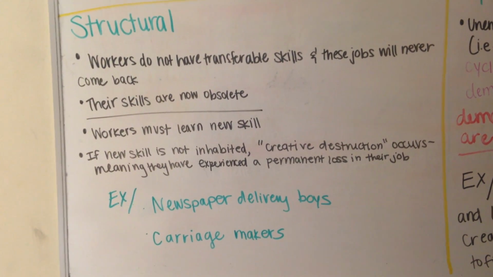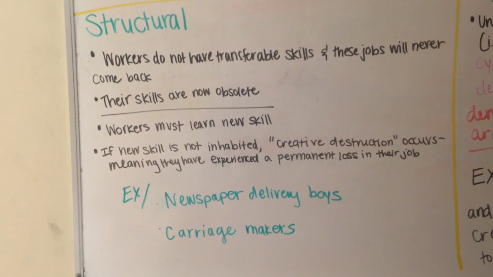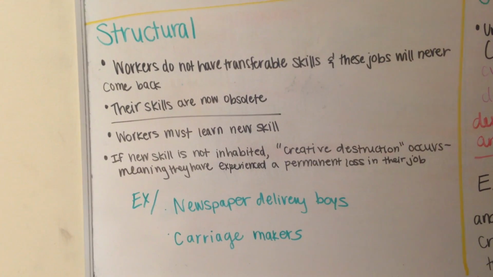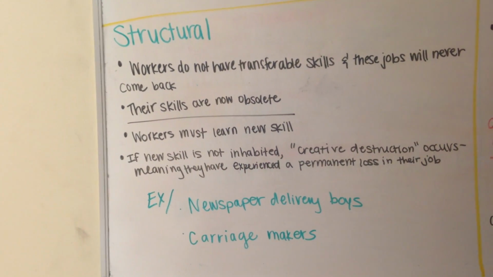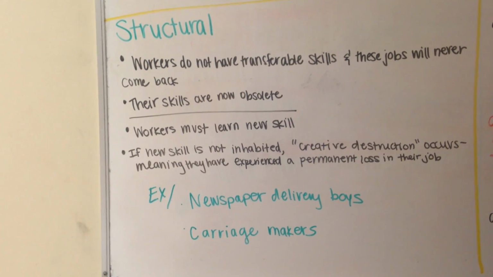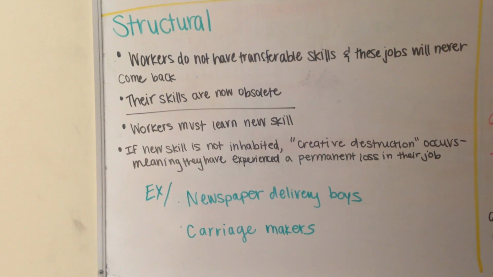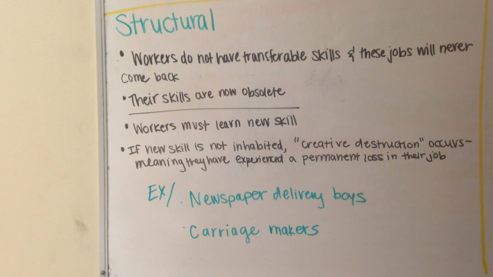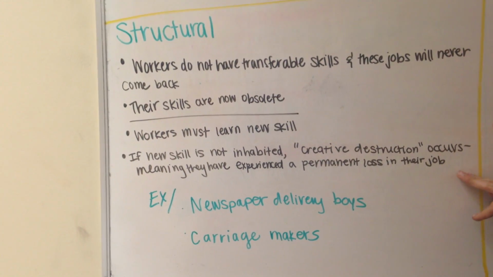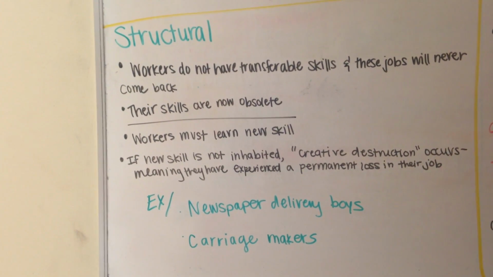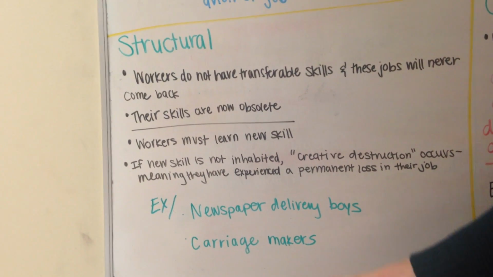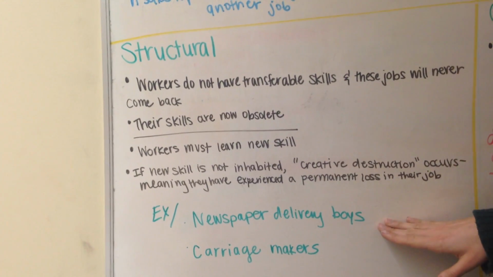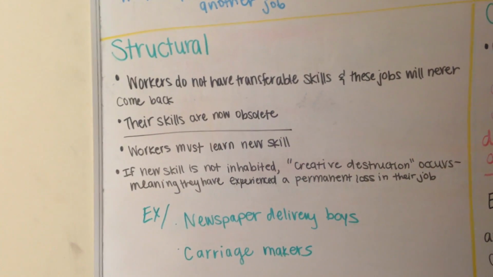So our next type of unemployment is structural unemployment, meaning that workers don't have transferable skills and these jobs will never come back. In other words, their skills are now obsolete, and these workers must learn a new skill. But if that skill is not acquired in the proper way, this is also known as creative destruction, meaning that they have experienced a permanent loss in their job. For example, of these 2 characteristics, I chose carriage makers and newspaper delivery boys because we all know at this day and age those are kind of out of the equation.